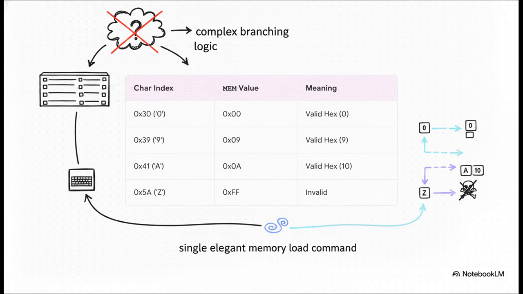If the byte represents the character 0, the table holds a 0. If it represents A, it holds a 10. If it represents a random character like Z, it holds an invalid marker, like 0xFF. By pre-computing these values into memory, all that complex, impossible branching logic is completely replaced by a single elegant memory load command. You just look up the character's index, and boom, the table gives you the exact answer instantly.